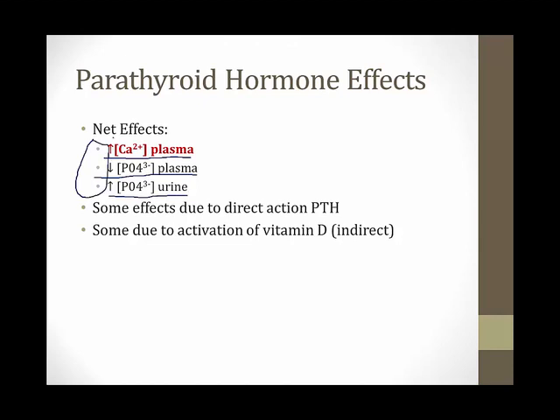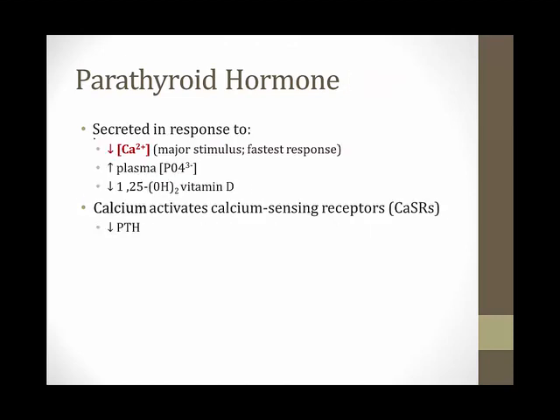Now, some of these effects, as we will see, are due to a direct action of parathyroid hormone. Others of these effects are due to an indirect mechanism via activating vitamin D. There are several different triggers that can lead to the release of parathyroid hormone from the parathyroid glands. The major stimulus for secretion of parathyroid hormone is a low level of calcium in the plasma. This elicits the fastest response from the parathyroid gland. You can also see a rise in the level of parathyroid hormone in response to high plasma levels of phosphate and also to low levels of 1,25-hydroxy vitamin D, which is the active form of vitamin D.